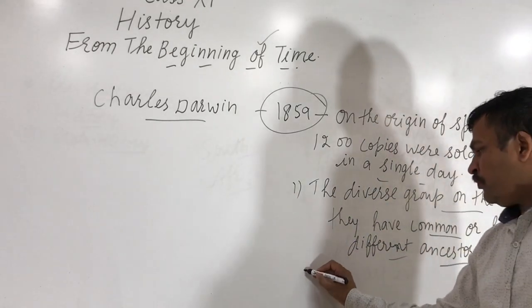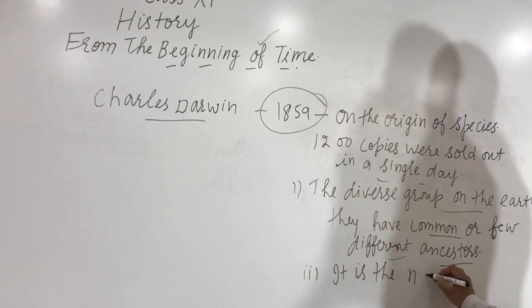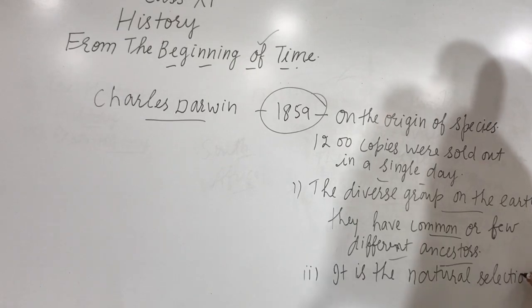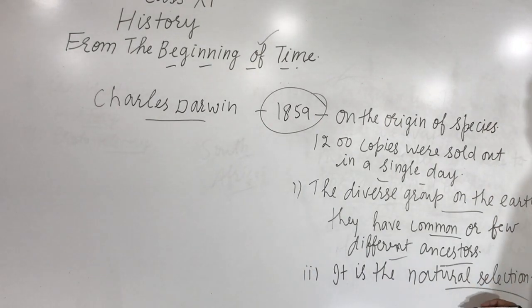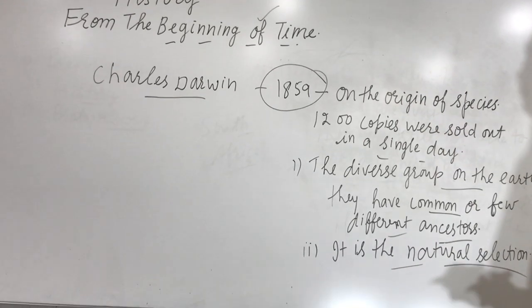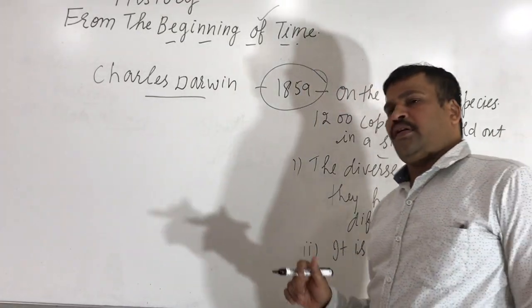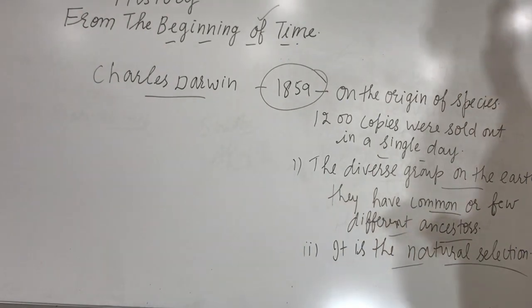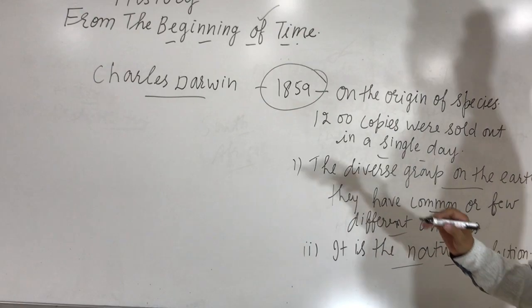And what he told next is that it is a natural process, natural selection. It is not artificial or made by something. It is natural. It is a universal truth that can't be denied. So he was the biologist who said that humans and the other creatures living on this earth have common ancestors or common genes. Okay, so this was the important topic.